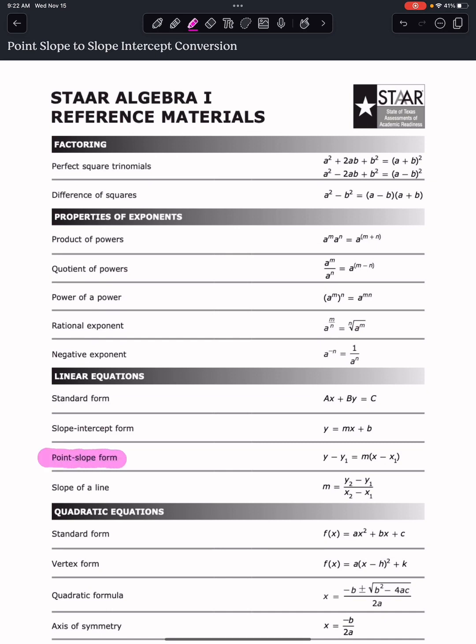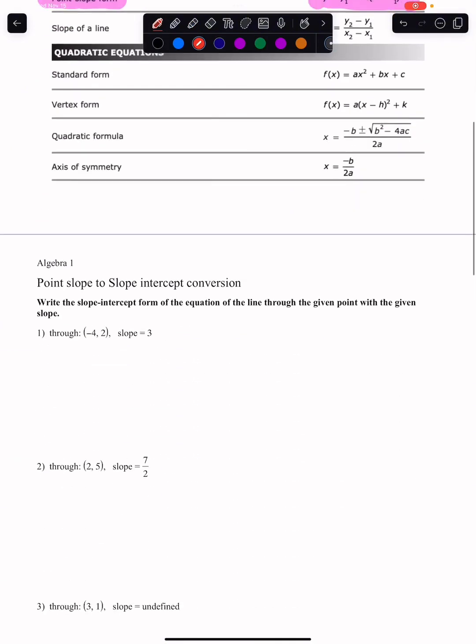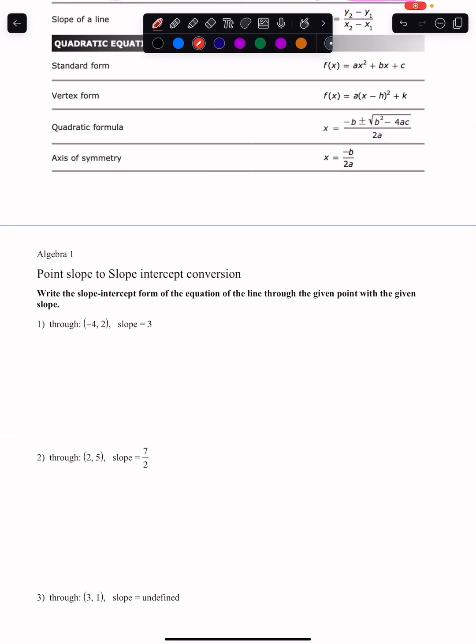In this video, I'll be showing you how to go from point slope form, which is this one, to slope intercept form, which is this one. In class, we did something and I called it part A and part B. Today, I'm going to show you how to do that part B part, okay? So we'll be going from y minus y1 equals m x minus x1 to y equals mx plus b.